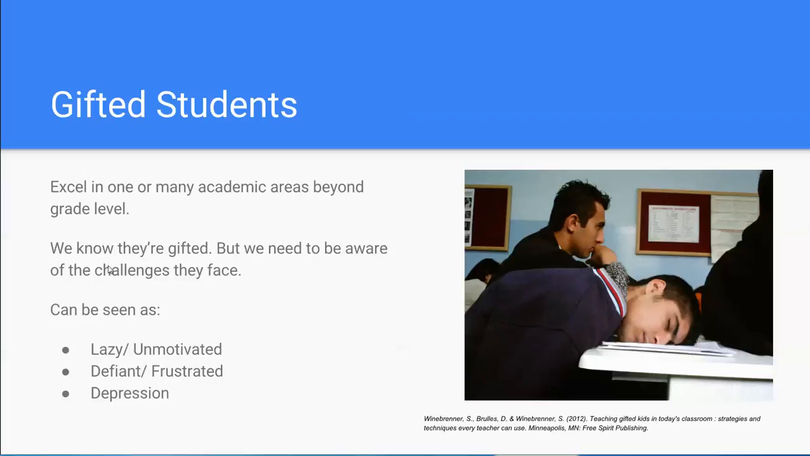Gifted students can often be seen as lazy or unmotivated. This is because they know the subject. Many of them know the subject the first time they're taught it. They can be seen as defiant or frustrated, and this is, for example, if they're being retaught a subject they already know, they don't want to hear it again. They've learned it and they're done with it. And they can also be very depressed because of their intelligence. They don't feel like they're advancing, or they feel like they're being teased because of it.